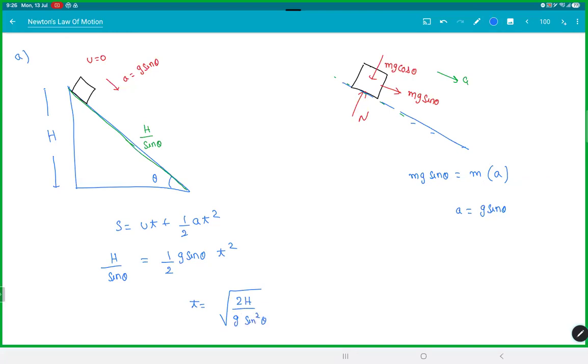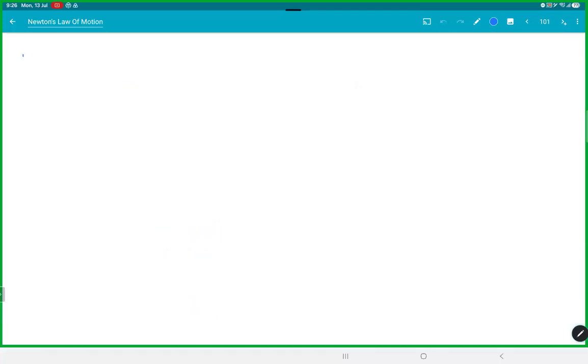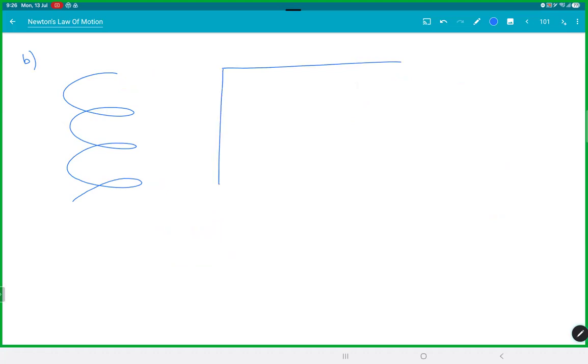That was easy, right? Now, how do you convert this into the helix? So a helix is as good as basically if you take a rectangle of same height.